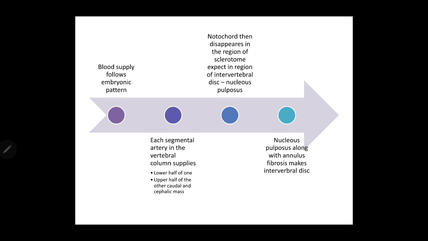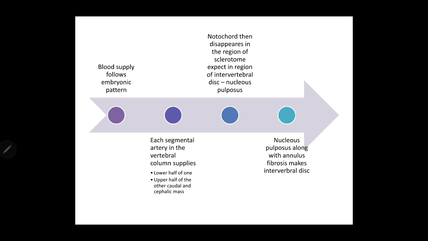So each segmental artery in the vertebral column supplies the lower half of the upper vertebra and the upper half of the other, the caudal and the cephalic mass. Hence the intervertebral disc, or the nucleus pulposus, which is developing from within these segments, between the caudal and the cephalic mass, also develops its blood supply from that same segmental artery. Now what is the problem?